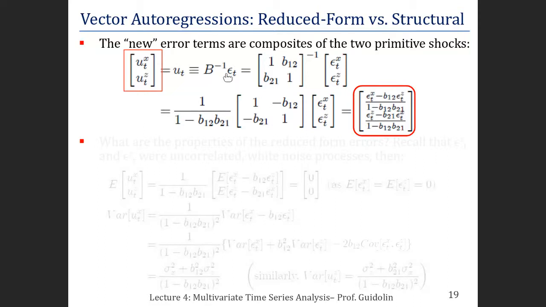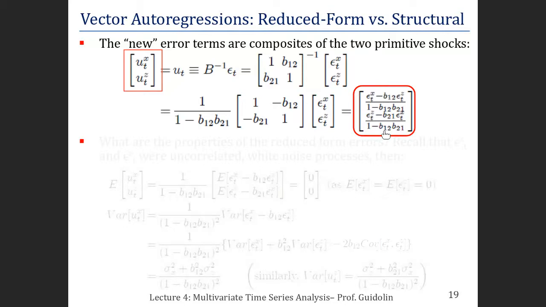The determinant of B is given by 1 minus B12 times B21, and that's why B12 times B21 cannot be equal to 1, because otherwise, when I invert the matrix, it blows up, because you would have 1 divided by 0, which mathematically you cannot have. Now, if you take the inverse of B and you do the algebra of pre-multiplying the structural shocks epsilon tx and epsilon tz, you can check. And if you don't believe me, I will post the algebra soon over the weekend. The result is given by these two expressions.